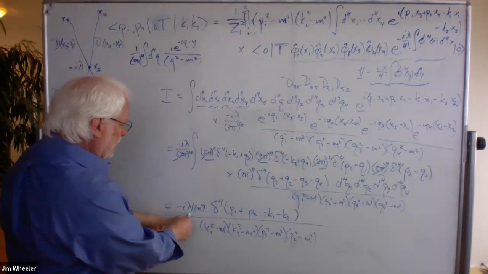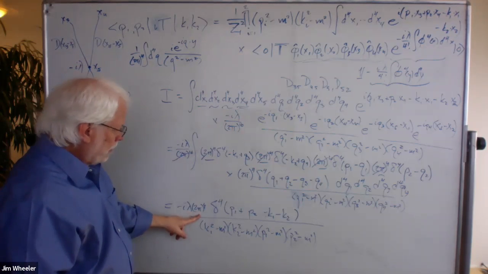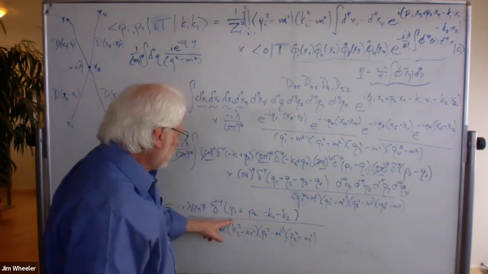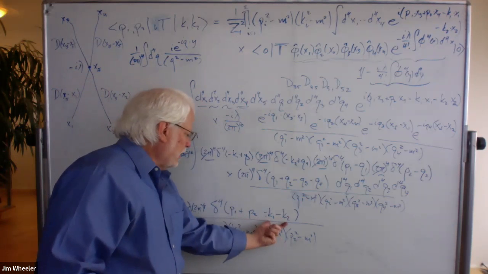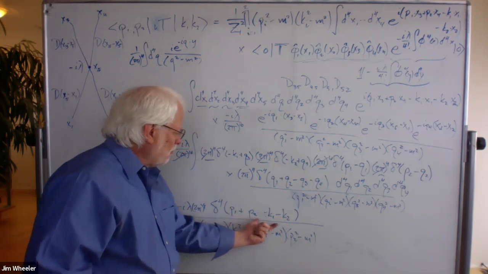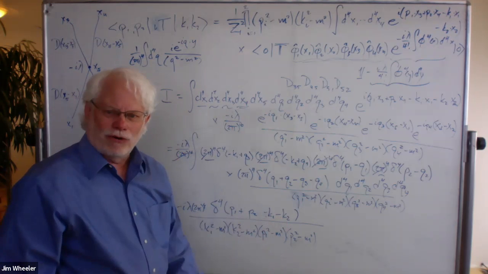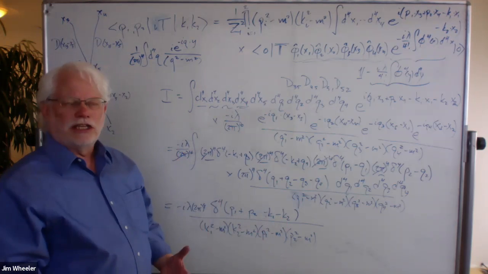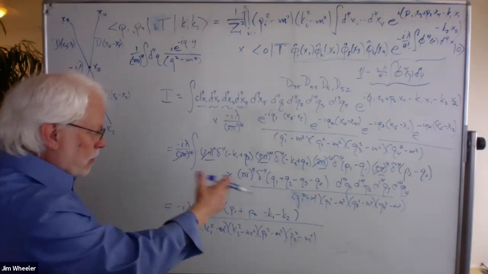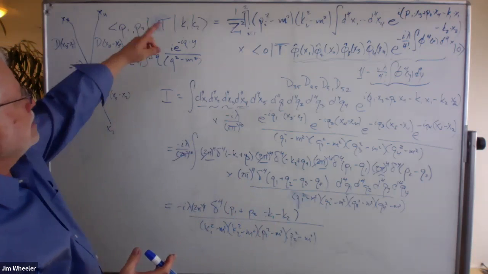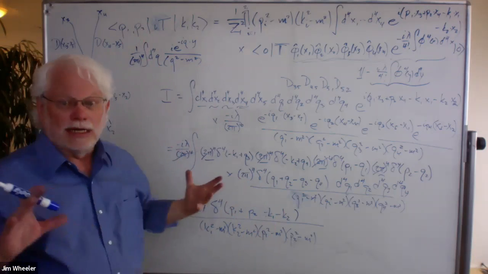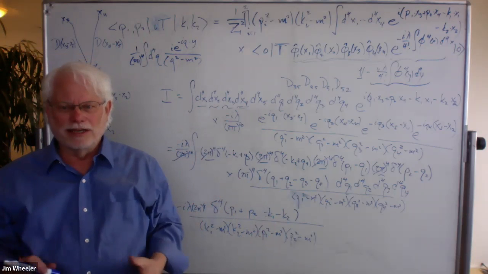We have a minus i lambda. We have 2 pi to the 4th times conservation of energy. The energy out minus the energy in has to be 0. So we get overall conservation of energy. We have no other factors, and we're done. That's it. We got it all on one board. Not so bad.